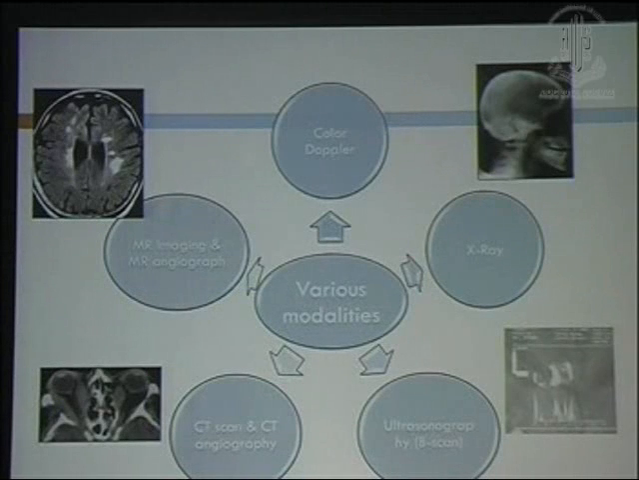So as you know, there are various modalities for picking up the pathologies in our neuro-ophthalmological cases, the simpler ones being the X-ray, USG, the color Doppler, MR and the CT scans, and of course the MR angiography and the CT angiographies.